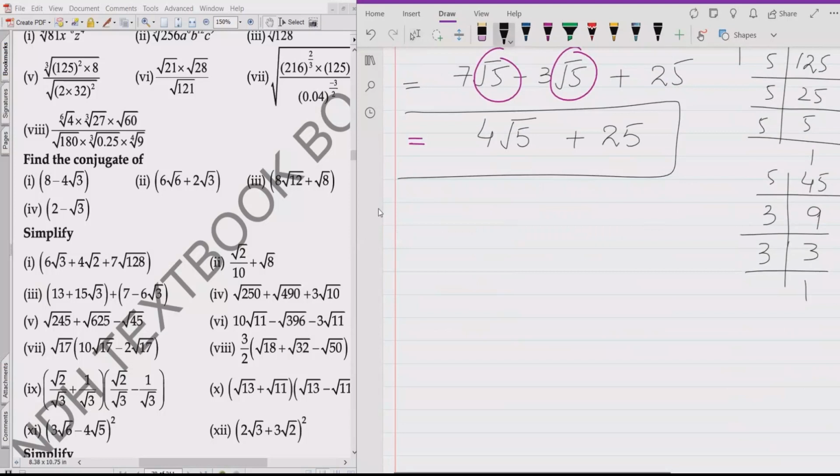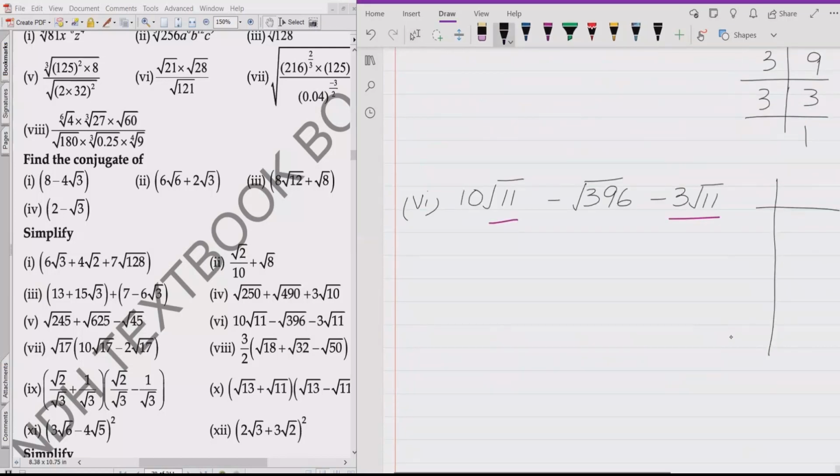Now we will solve the last question of subtraction, like we have 10 multiplied by root 11. Now we have the last question, number 6, we will solve here, because it belongs to the subtraction of the surds. So 10 root 11, and after that root 396 and 3 root 11. So these surds are similar, so we can subtract both of them. But what about this one? We will simplify this one. So what we will do is make rough work here.